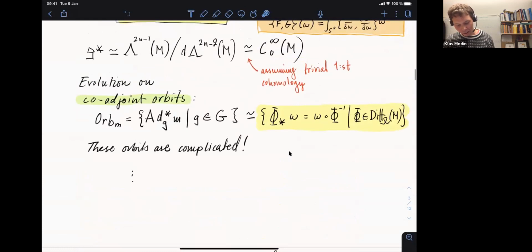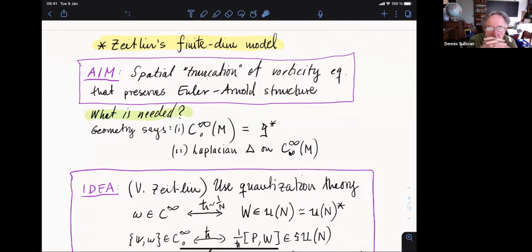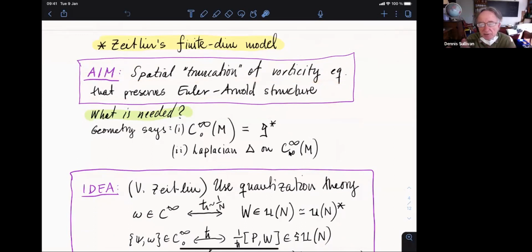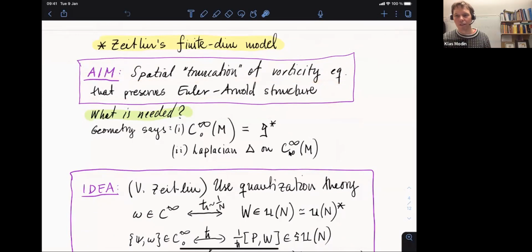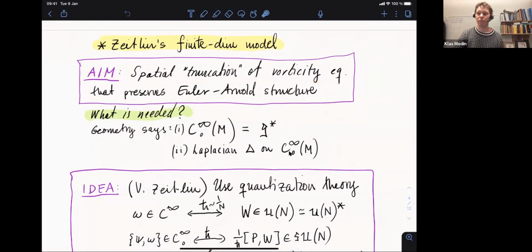So that's Euler for me, 2D Euler, right? So now let's go to finite dimensions and discuss Zeitlin's model. I have half an hour, right? I will not manage in half an hour. I'll try to do as much as I can. So what is the aim? The aim is a spatial truncation of vorticity that preserves this Euler-Arnold structure that I just explained to you. So essentially, we want to replace Lie Poisson plus the energy. And the energy should be a quadratic function.